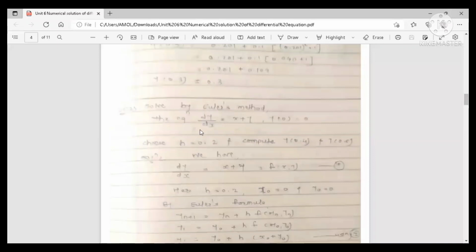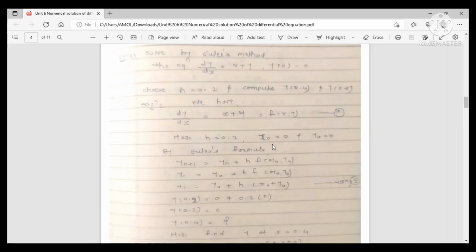See here in this example, the initial values of x and y are x is 0 and y is also 0. Means x naught is 0 and y naught is also 0. This is your differential equation. h is 0.2, and what we have to find? Y of 0.4. Means when x is 0.4, you find the value of y. So how to find it? We have to find out y of 0.4 in two steps. Here h is 0.2, x naught is 0, and y naught is 0.